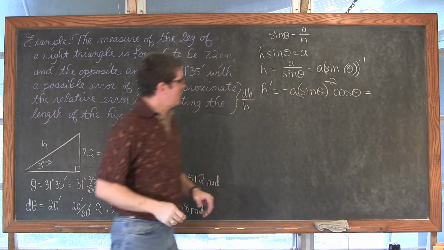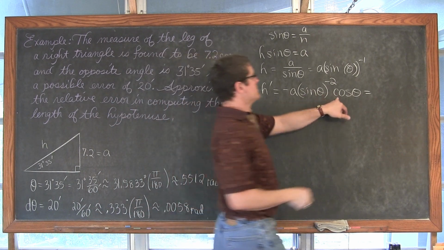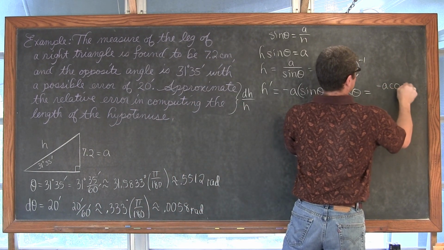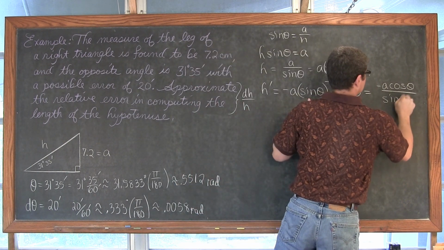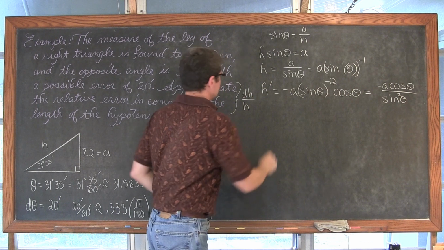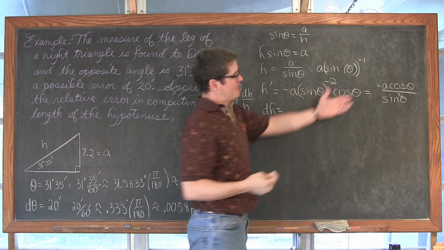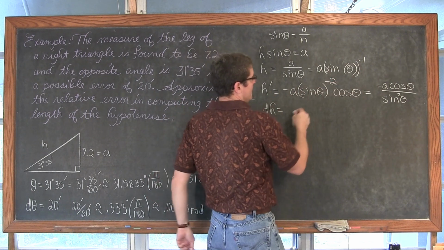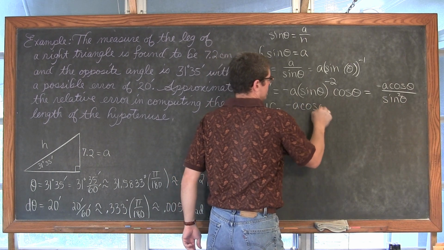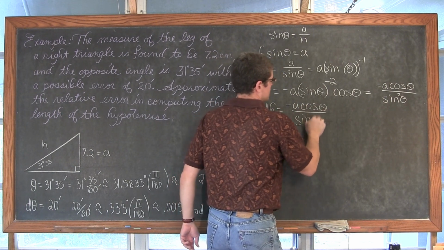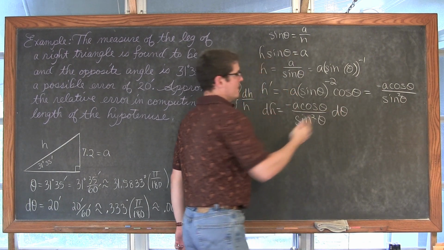And I think I'll have to erase some of the scratch work as we go. So this cleans up to H prime is equal to negative A cosine theta over sine squared theta. So now dh is equal to negative A, I'm going to leave it like that, we have negative A cosine theta over sine squared theta d theta. Now we have the differential equation.